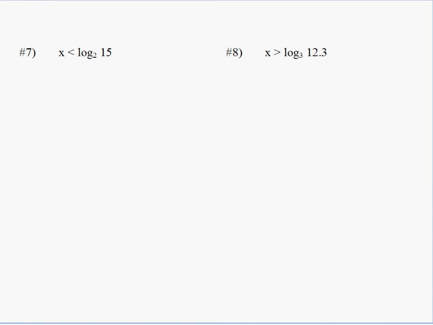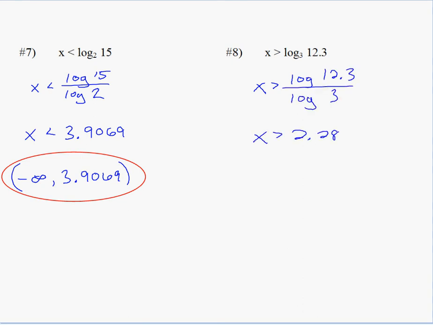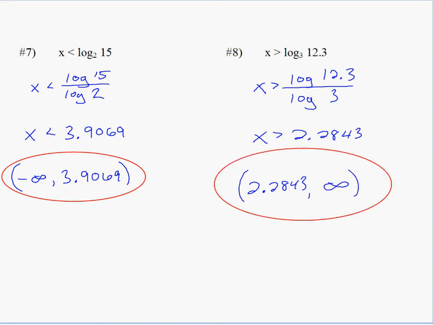Number 7, it's an inequality. Theoretically, we should have to check our answer on a number line, but since x is already by itself, we don't have to check it. Change of base rule. You get log of 15 over log of 2. Put it in your calculator, and you'll find that your answer goes from negative infinity to 3.9069. Parenthesis here, not a bracket, because it just says less than. Number 8 is the same thing. Change of base rule. Put it in your calculator, and you get that your x's go from 2.90283 to infinity.